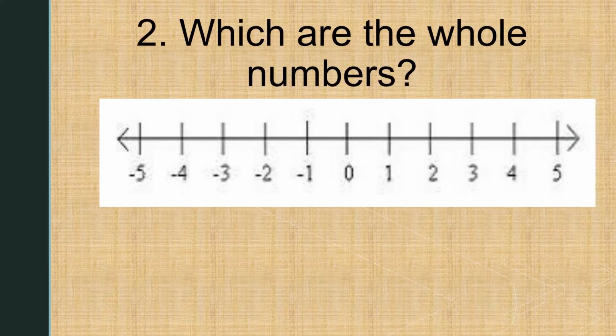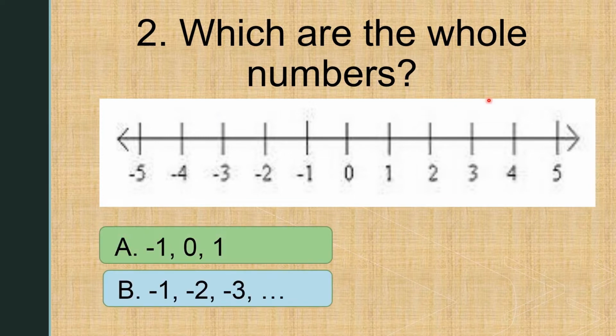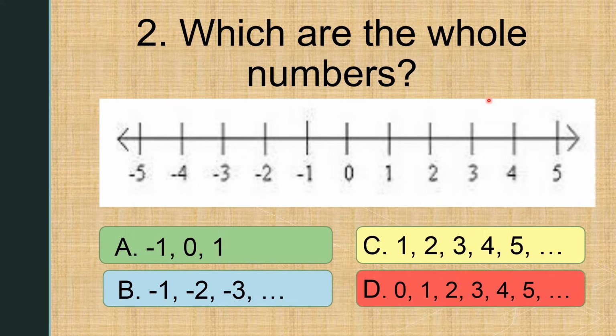Question number 2. Which are the whole numbers? So using the same figure with this number line, again, which are the whole numbers? A. -1, 0, 1. B. -1, -2, -3, and so on. C. 1, 2, 3, 4, 5, and so on. Or D. 0, 1, 2, 3, 4, 5, and so on.